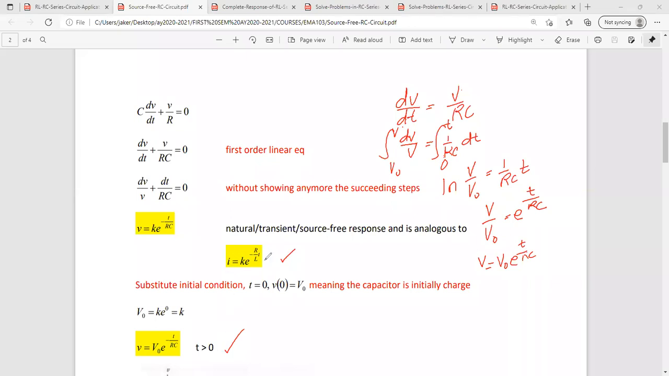So you have this as the transient current, or the transient response, to your source-free RL circuit. It was discussed last meeting. So this is your formula. It allows you to solve for the current in your circuit at any time t. Specifically, it was shown that I is equal to I0 e raised to negative R over L times time. This is for an RL circuit.